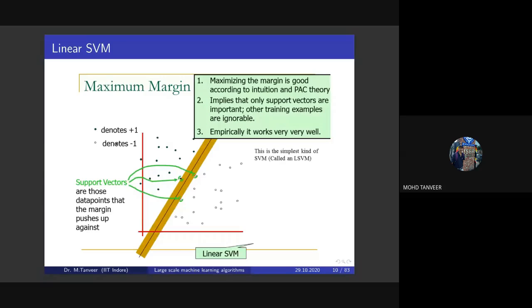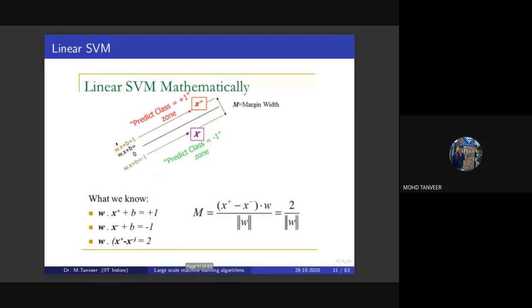Only these vectors are important. So other training samples are ignorable after that. Once we got it, these are the important vectors that decide the main hyperplane. This is a hyperplane. So you can see the mathematical interpretation of this maximizing the margin concept.